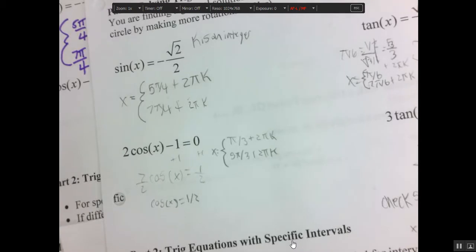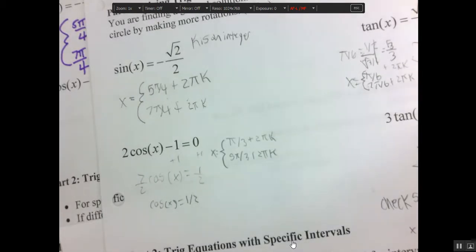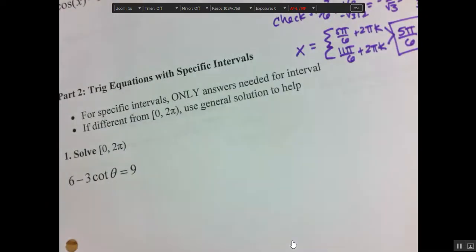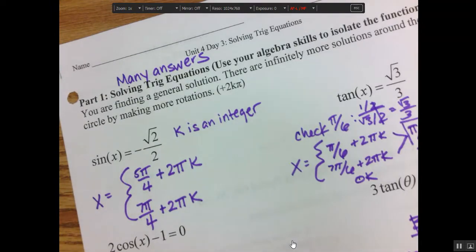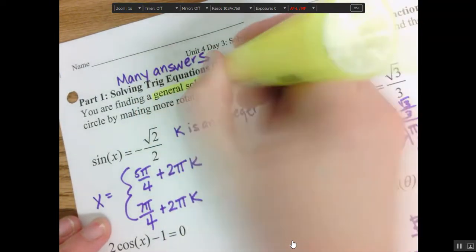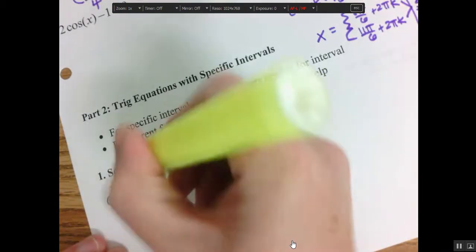I want you to start by isolating the cotangent of theta. So if you haven't done that yet, isolate the cotangent of theta. And notice this time I only want the answers from 0 to 2 pi. That's different from general solution. Okay? So up here, I was asking for the general solution, which includes all the answers. Down here, I'm asking only give me answers between 0 and 2 pi.